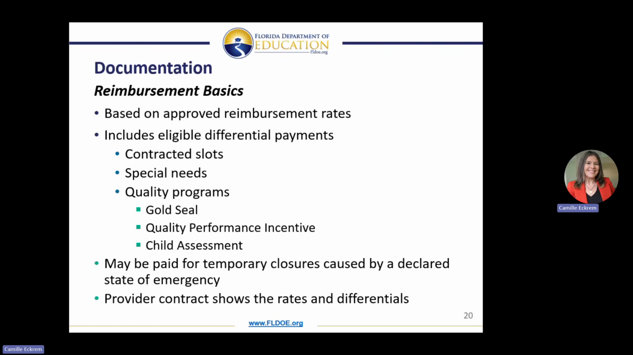Differentials, contracted slots, programs that allow a provider to serve children in a specific location. Special needs requires submission of documentation reflecting A, the need for accommodations based on the special needs diagnosis, and B, completed training for instructional staff assigned to the child with special needs. Gold Seal requires documentation of a current Gold Seal designation from an accrediting agency. Quality Performance Incentive requires program assessment composite score of 5.00 or higher. Child Assessment requires completion of Teaching Strategies Gold 3 times a year and submission of child assessment data and teacher reliability documentation.